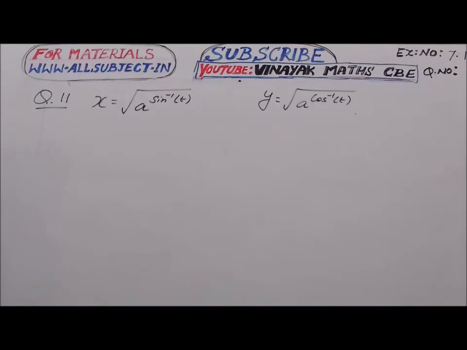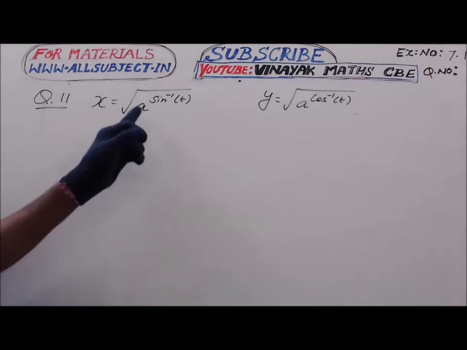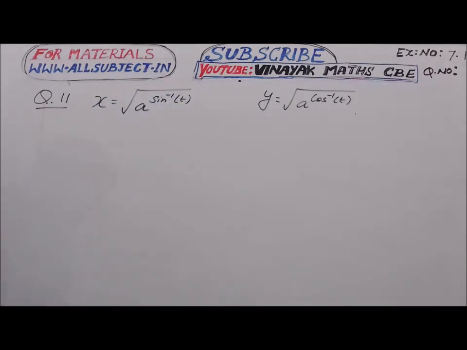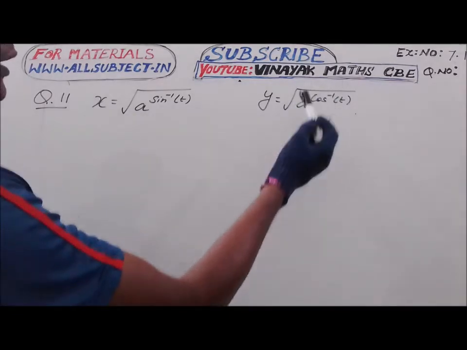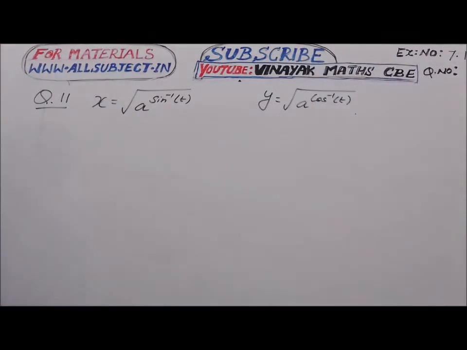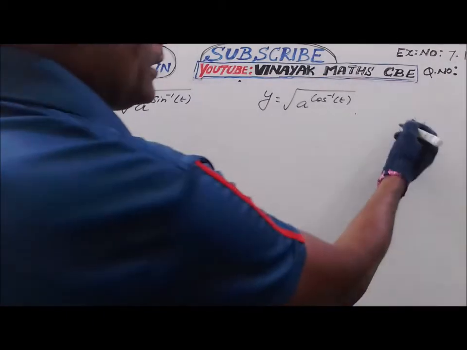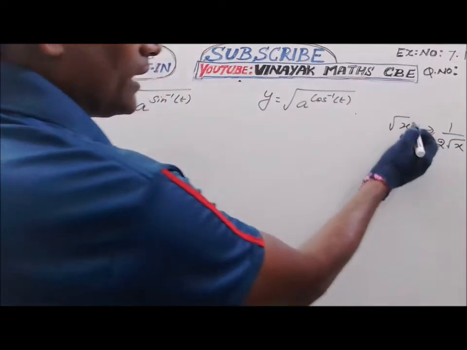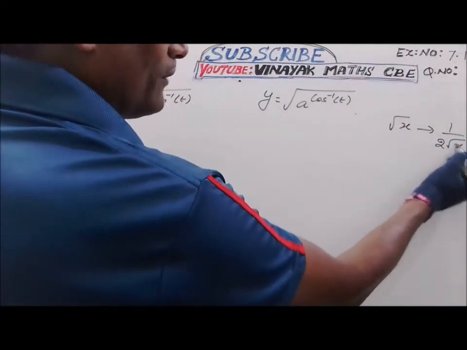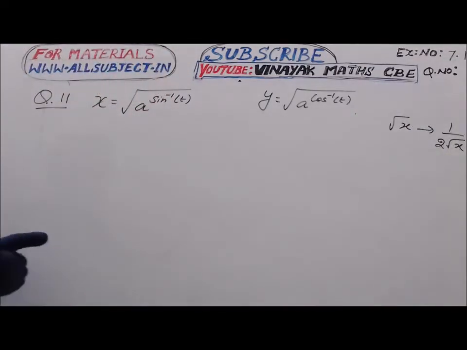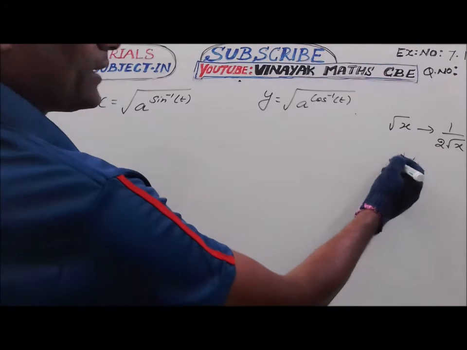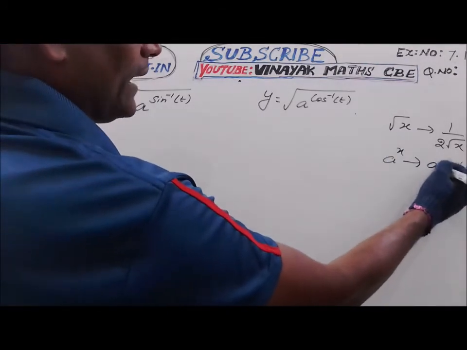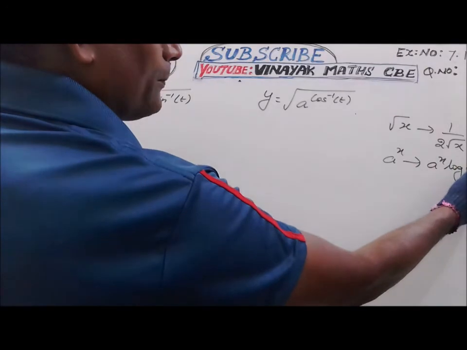Here, question number 11, x is equal to root of a to the power sin inverse of t, and y is equal to root of a to the power cos inverse of t. To complete this problem, we need to know some formulas. First one is root x. Derivative of root x is 1 by 2 root x. Whatever appears inside, we should write the same value and then differentiate it again. And then a power x. Formula to find the derivative of a power x is a power x log a.